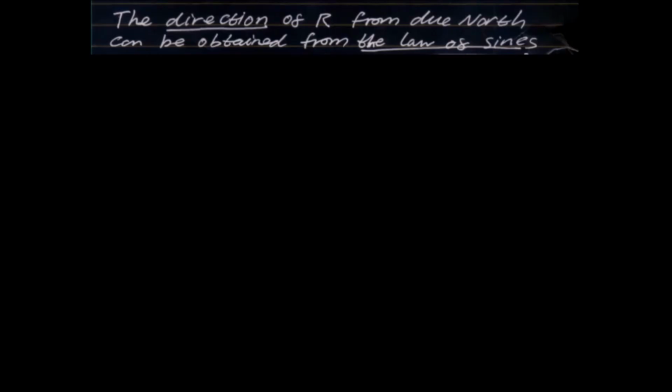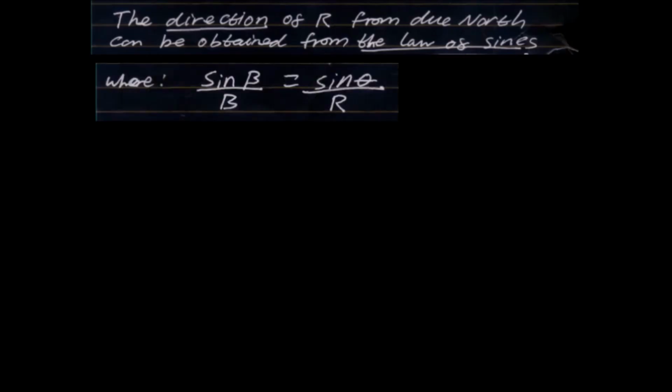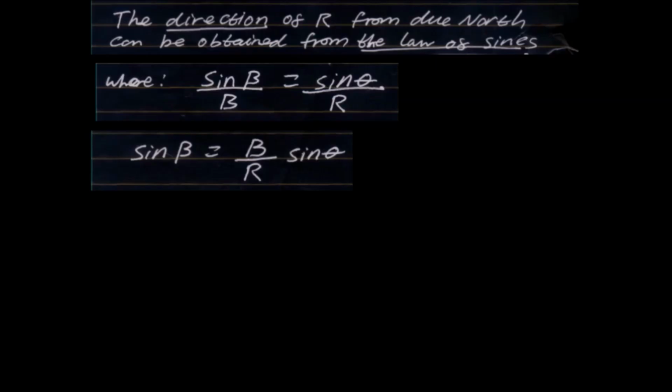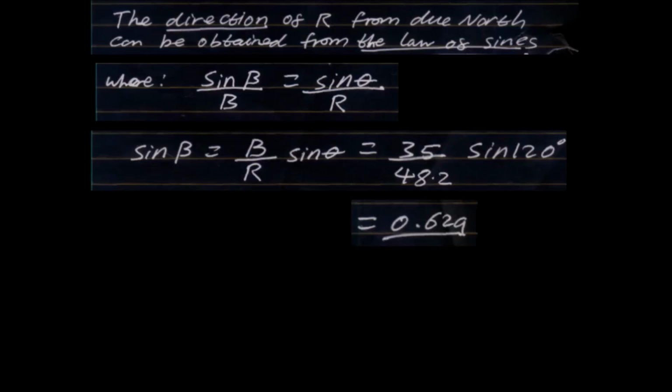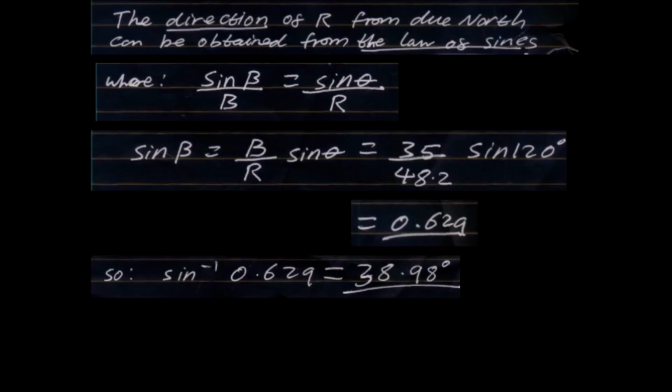Now, we really want to find the direction of R from the northerly point. We can get that one from the law of sines. So we're using everything in our toolbox here. So sine of the angle beta that was towards the foot of the diagram over B will equal sine theta over R. We want the angle. This will come from B over R sine theta. Substitute in, we get 0.629. Of course, we do have to finish this off and take the inverse sine of 0.629 to give us about 39 degrees. And of course, this angle is west of north.